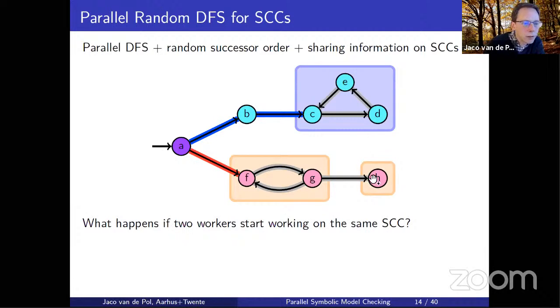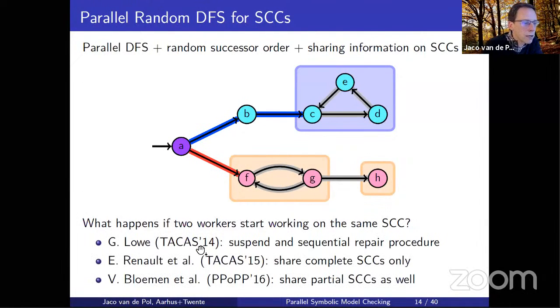Well, it could go wrong, of course, if the red worker and the blue worker would end up in the same SCC. And then, what happens then? And again, here there are several strategies. So in TACAS 2014, Lowe had this strategy. If two workers detect that they work in the same SCC, then one worker will suspend and only one worker continues. So it's a kind of sequential repair procedure.